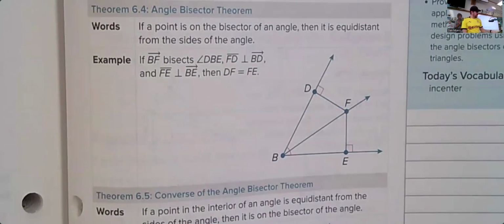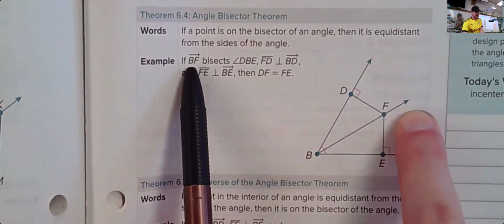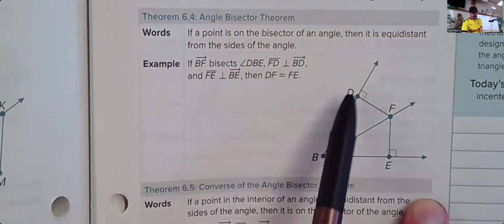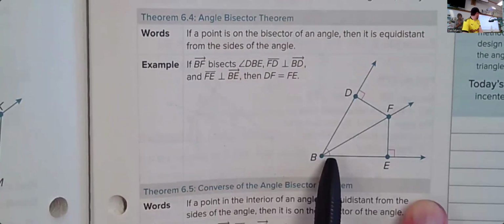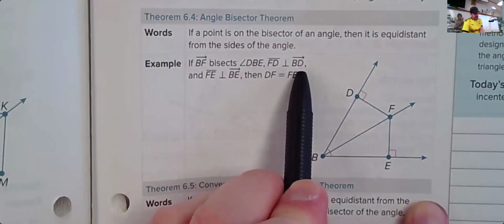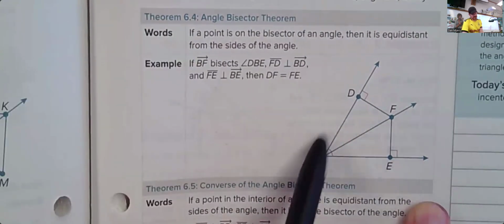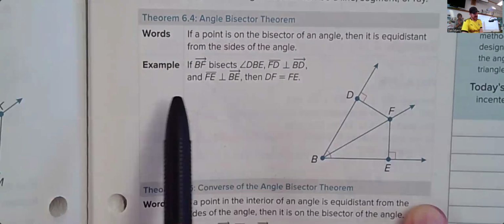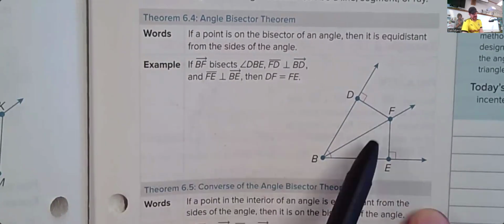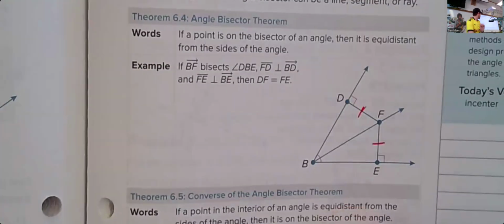So what the result here says: if ray BF, from B through F, bisects angle DBE, so angle DBE is being cut in half, and you can see down here that we've got the little congruent markings to show that they're the same, and FD is perpendicular to BD, meaning it's the actual distance, and FE is perpendicular to BE, meaning FE is the distance, then DF is the same as FE. So we can put a congruent marking there to say that those two lengths are the same.